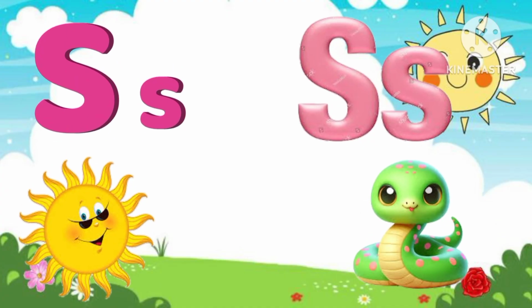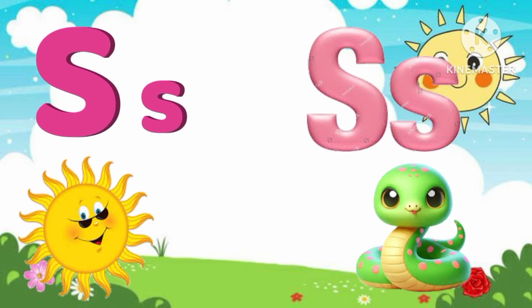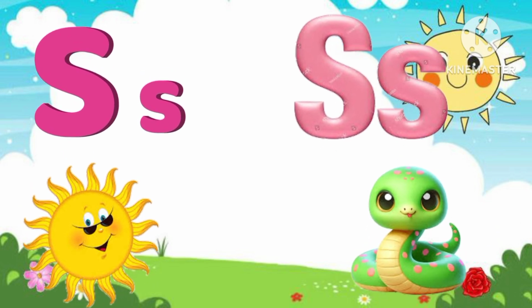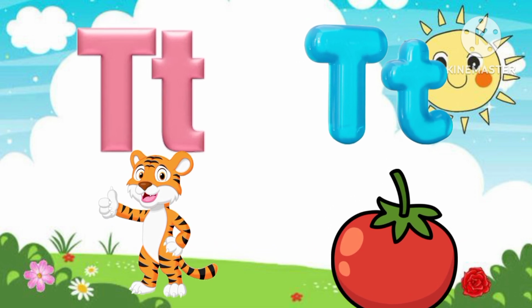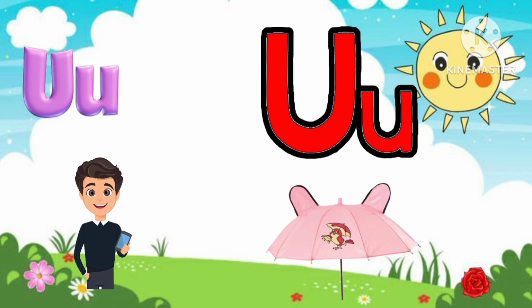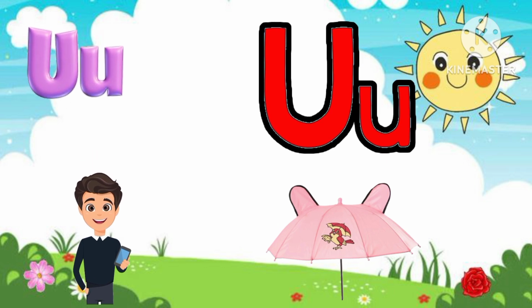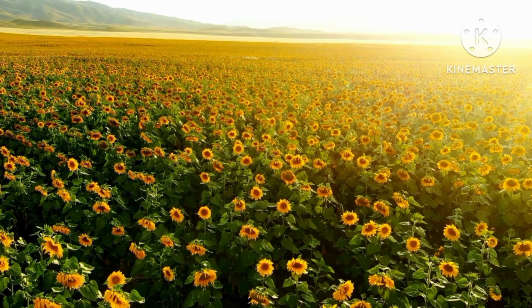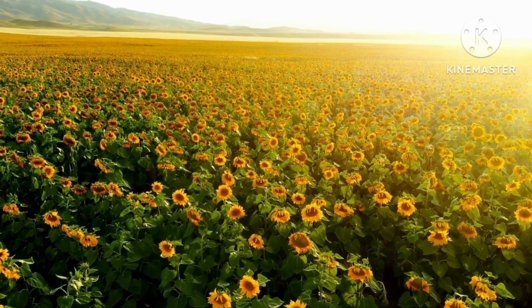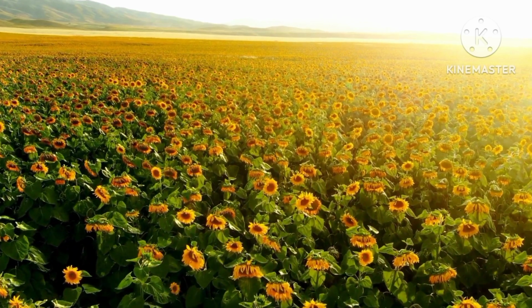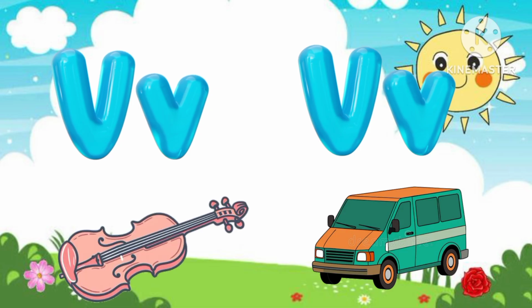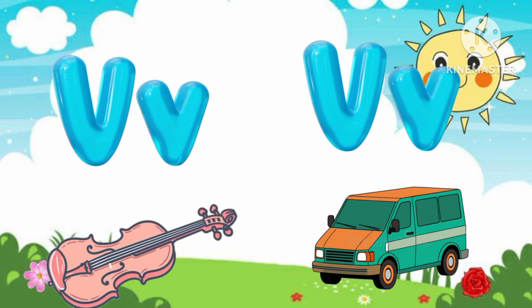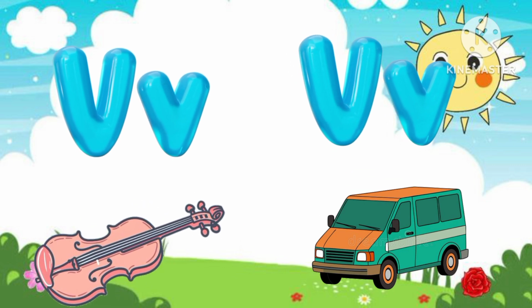S for sun, S for snake, Sa. T for tiger, T for tomato, Da. U for uncle, U for umbrella, U. V for violin, V for van, Ba.